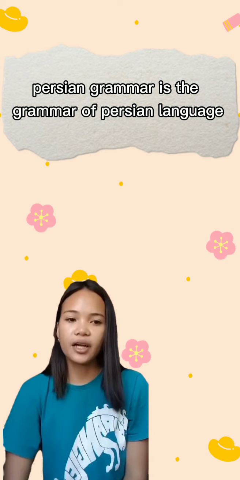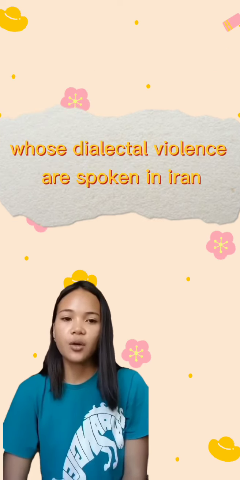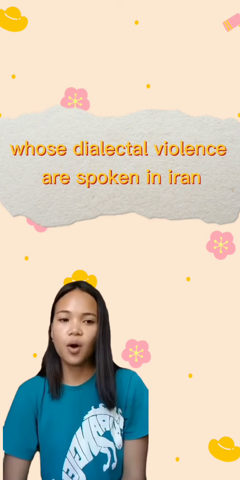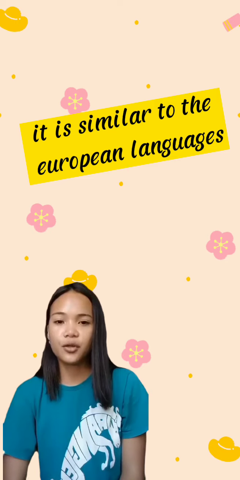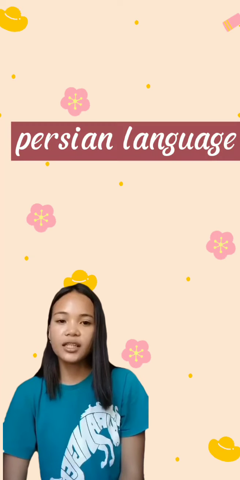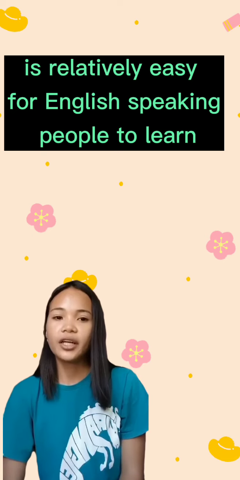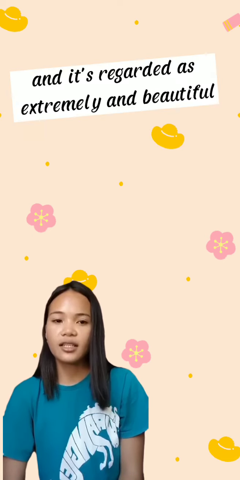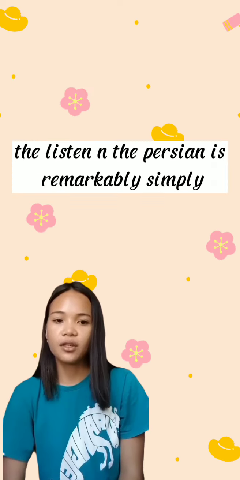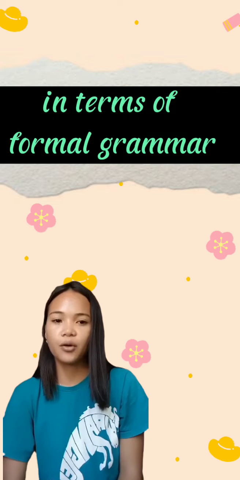Persian grammar is the grammar of the Persian language, whose dialectal variants are spoken in Iran, Afghanistan, Uzbekistan, and so on. It is similar to the European languages. Persian is relatively easy for English-speaking people to learn and is regarded as extremely beautiful to listen to. Persian is remarkably simple in terms of formal grammar.